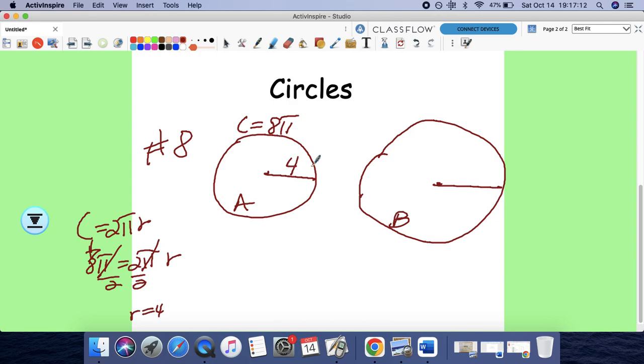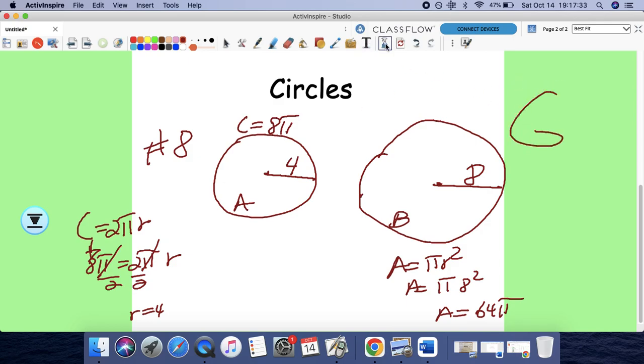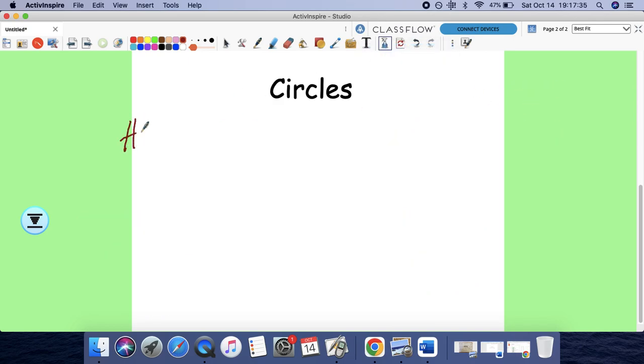What did they say of circle B? So the radius of circle B is twice the radius of circle A, so that would make this 8. What is the area of circle B? Well, now that I know that, A equals pi 8 squared, A equals 64 pi, which makes it G, ladies and gentlemen.